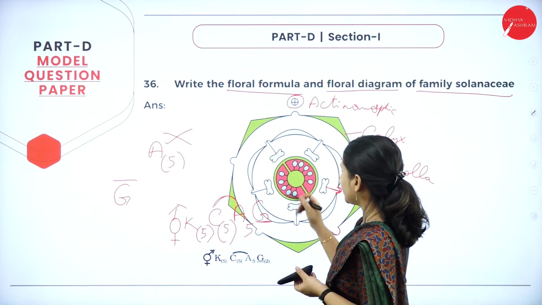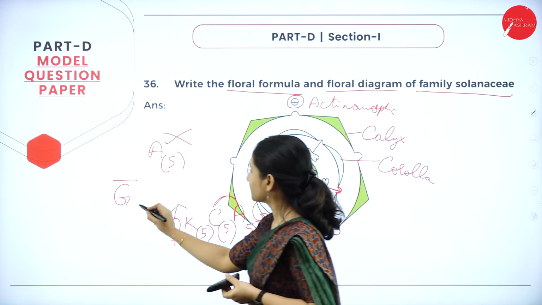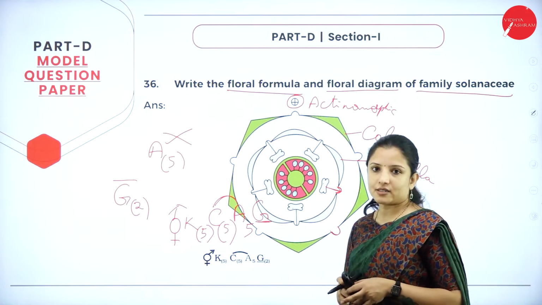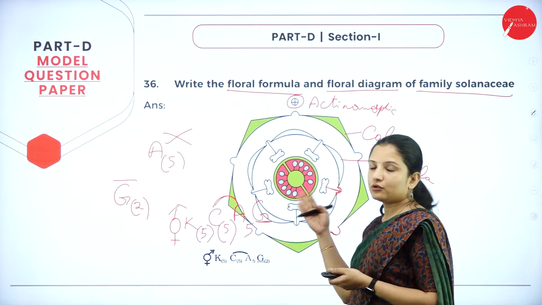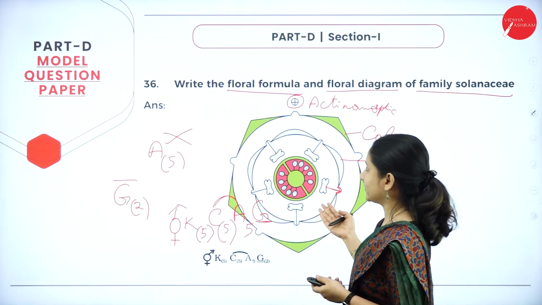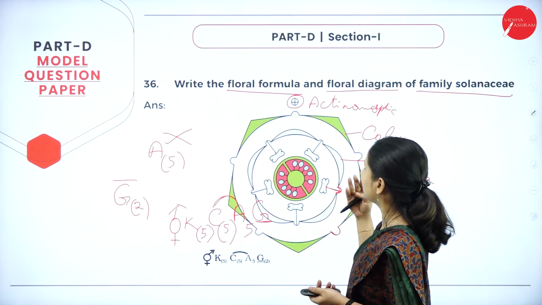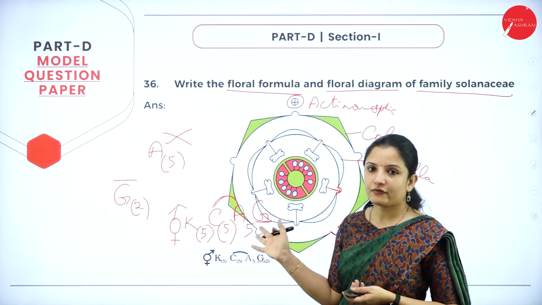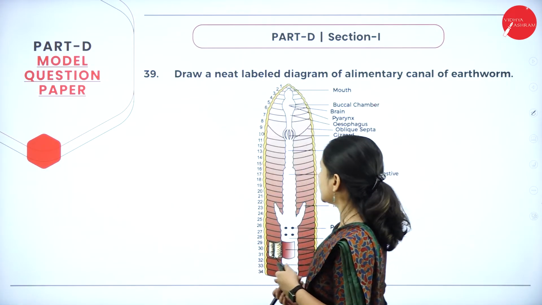Next here, how many locules are there? 2. And they are fused. So this is how you write it. 2 locules means 2 carpels. 2 gynoecia are there. That is how you write this. So this is about the floral formula and the floral diagrams. If you write so much correctly, it will fetch you 5 marks. So moving on to the next question.